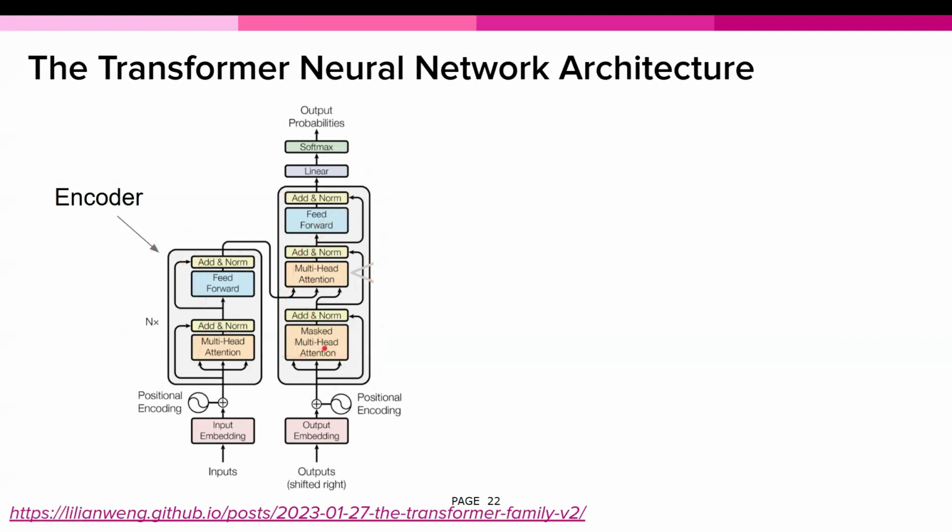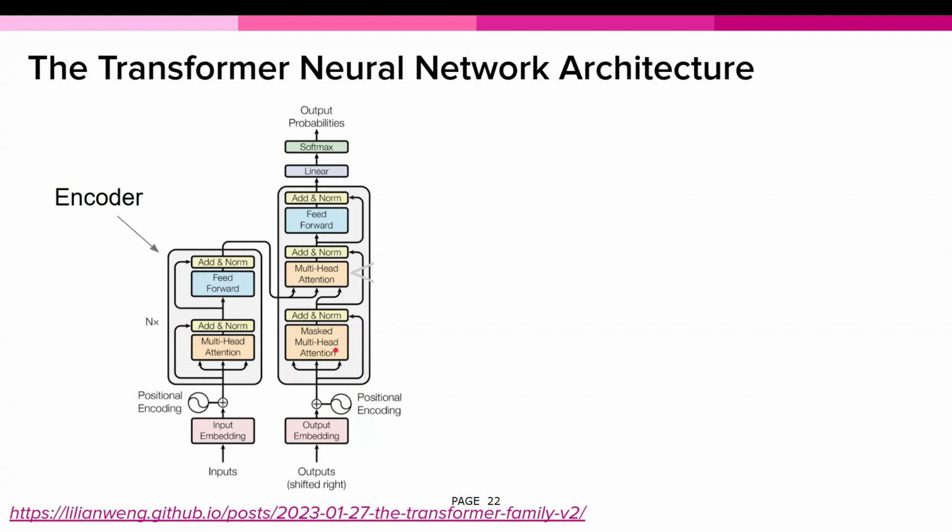But it does include an extra layer. So the encoder has this multi-head attention and the feed-forward network, and then the decoder also has the multi-head attention and the feed-forward network. But we've got this extra layer here. So this first multi-head attention layer in each decoder block is masked, and this ensures that each position only attends to earlier positions in the sequence.